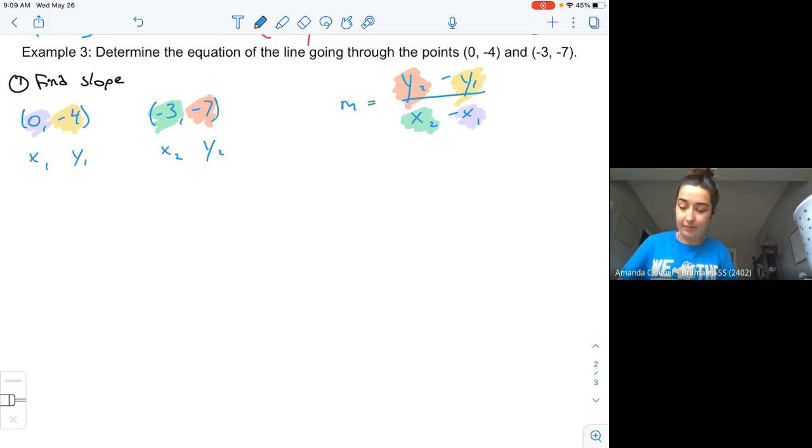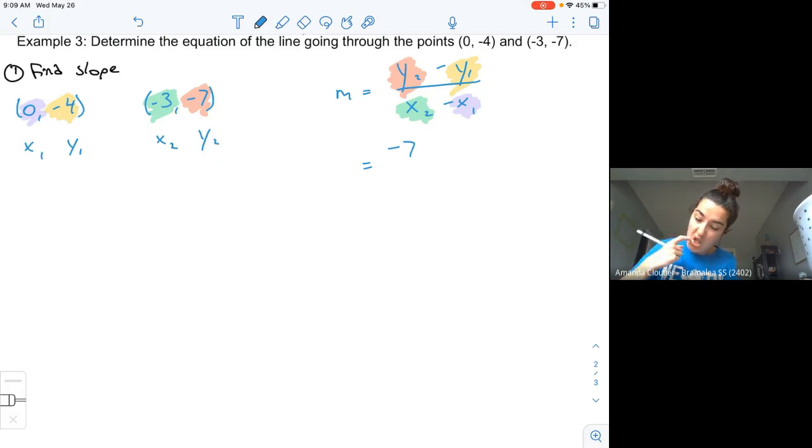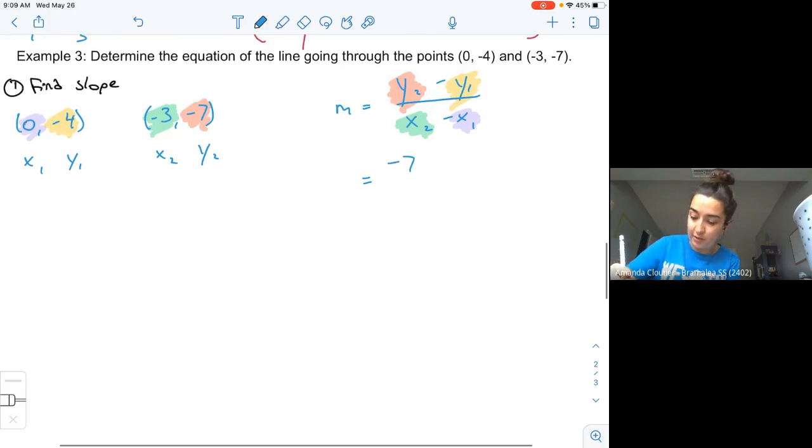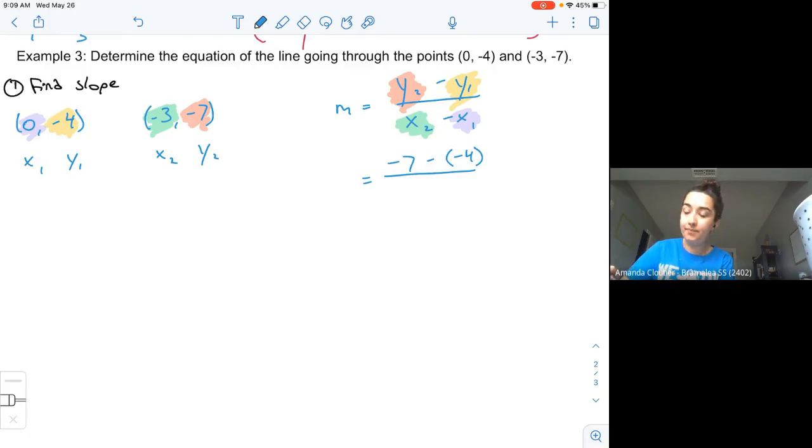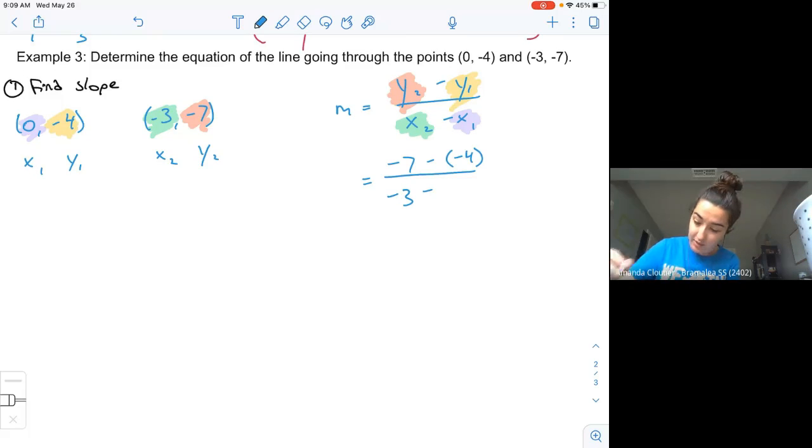Okay, let's take it up together. So we're going to do y2 is -7 and y1 is -4. So this is going to be minus -4, divided by x2, which is -3, minus x1. My x1 is 0. So we have -7 minus -4 divided by -3 minus 0.